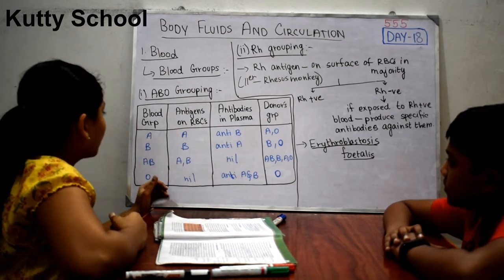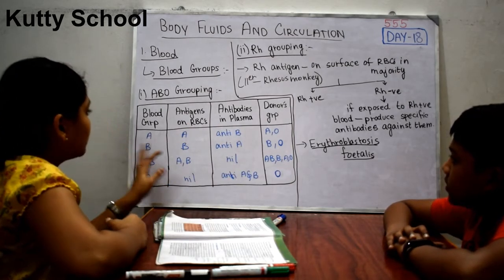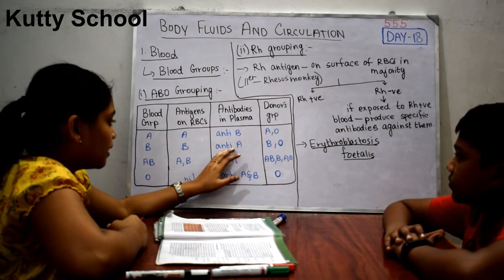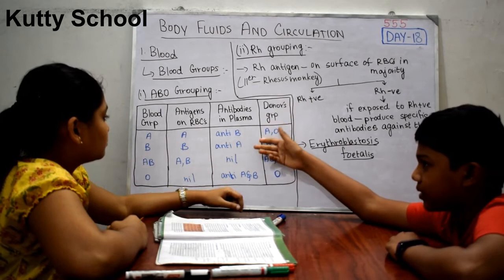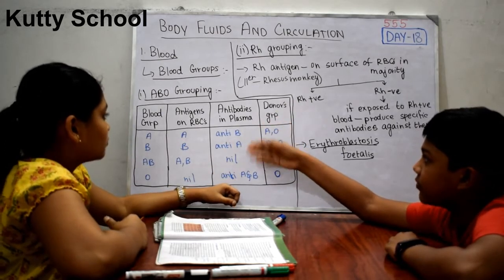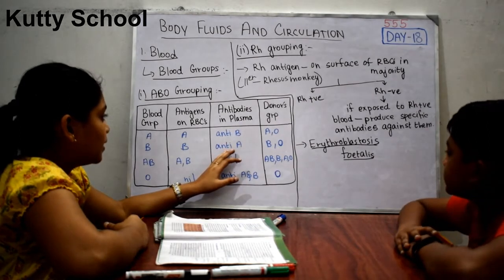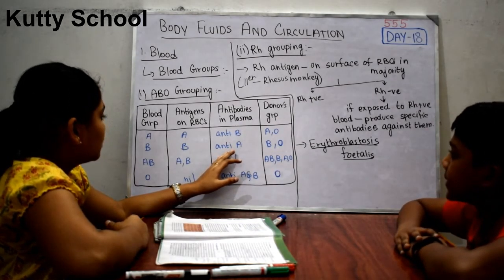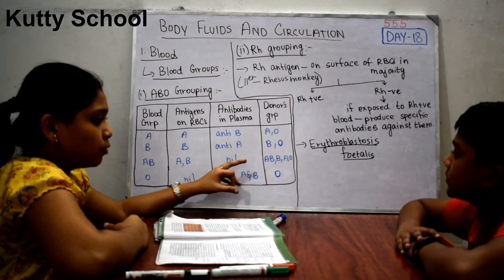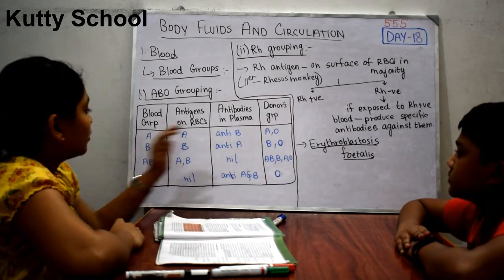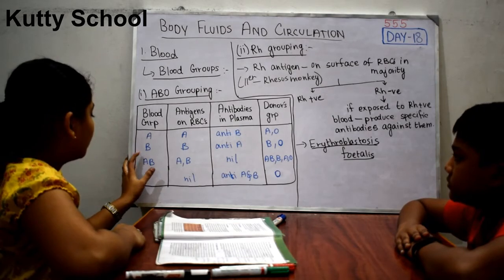In blood group B, B antigens are present on RBCs, and anti-A antibodies are present in plasma. The two are opposite: for A it's anti-B, and for B it's anti-A. The donor groups are B and O. So persons having B and O blood group can donate to a person having B blood group.